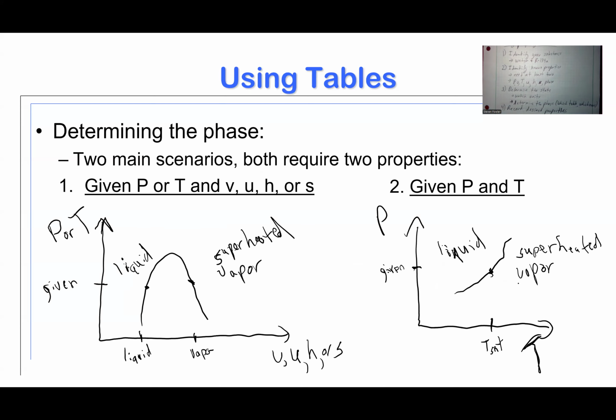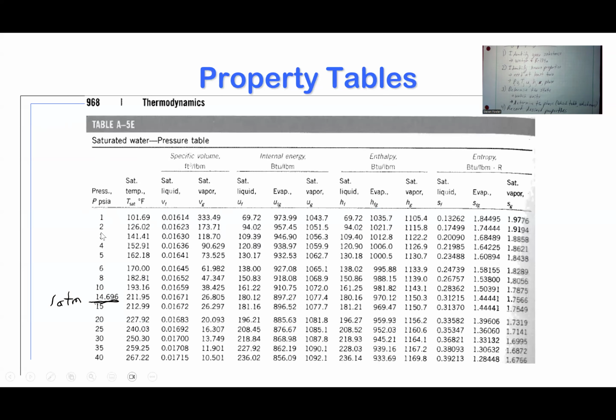So with that in mind, this is my F value, and this is my G value. At a given pressure or temperature, I can go look up in the tables. At a given pressure, for example, I could say the V value for saturated liquid, the left side of the curve, is 0.01659, and the right-hand side of that curve is 38.425. And we could do that for any set of pressures. I could also do it for U's, H's, or S's.